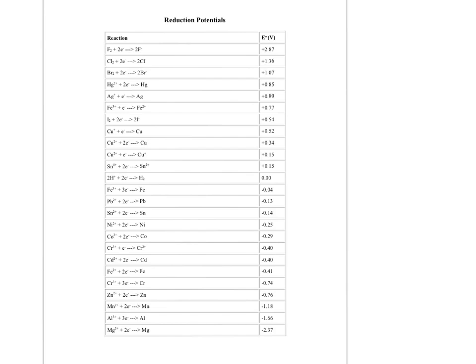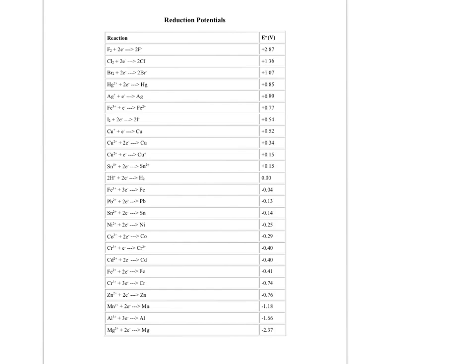And this table has a whole bunch of reduction equations here, and I know that these are reduction equations because there's electrons being gained or added. And so reduction potential, its symbol is capital E, and it's measured in volts. Those are the units for it.